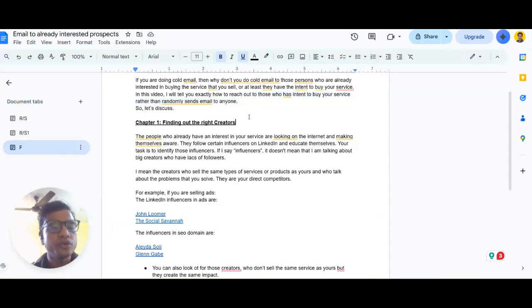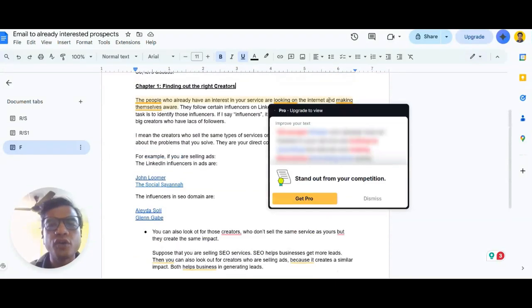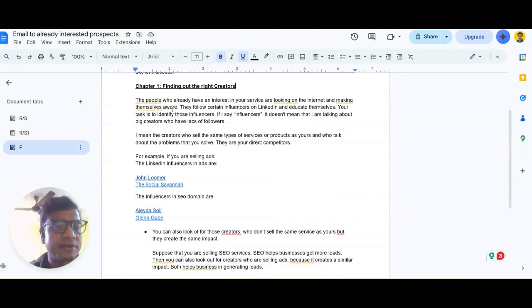In B2B categories, LinkedIn is the best social media platform. So you have to find the right creators on LinkedIn. So how do you find the right creators? The people who are already interested in your service are looking on the internet and making themselves aware. They follow certain influencers on LinkedIn and educate themselves.